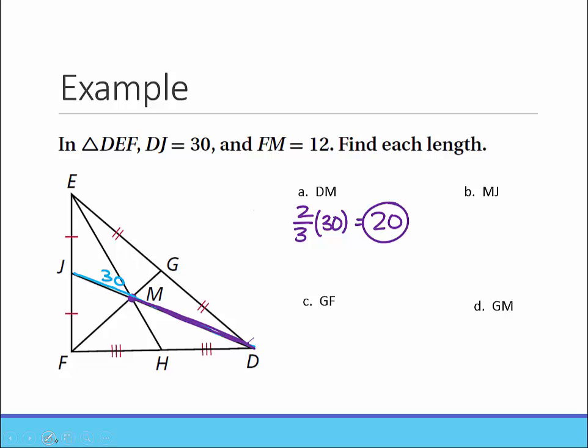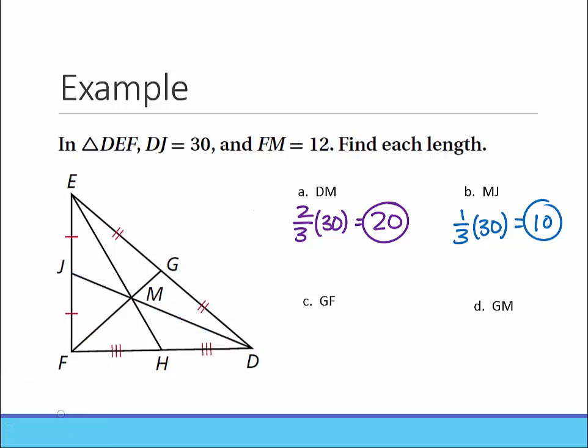And then they want us to find MJ. So this right here, even though the centroid theorem doesn't tell us, this is 1/3 of 30, and this is 2/3. So you can do 1/3 of 30 and get 10, or you could subtract. If you know the whole length is 30 and you already figured out that's 20, then that side has to be 10. So this next one's a little trickier.